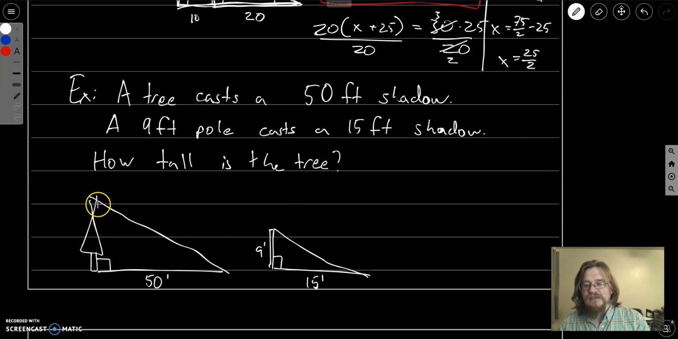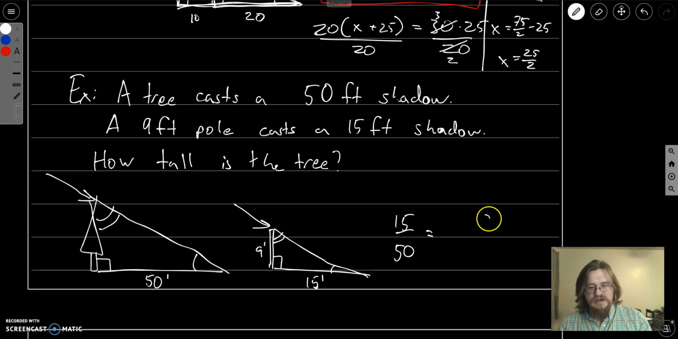All assumptions aside, that means that we have similar triangles, because the sun is going to cast a shadow in the same direction for both of them. So these are similar triangles. So that means that these angles are going to be the same. These angles are going to be the same. So now the 15 feet over here on the small triangle is going to be the same as 50 feet on the big triangle. This ratio is going to be the same as 9 feet on the small triangle to the height of the tree. Maybe we'll call that t over here.